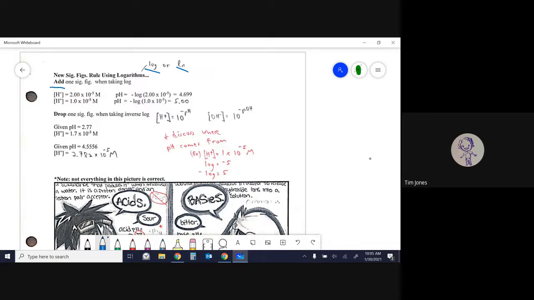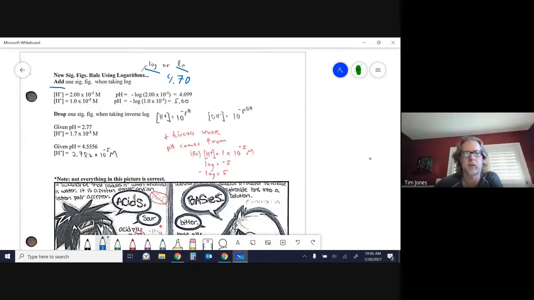So for example, if we were to calculate the pH in which a solution had a 2 times 10 to the negative 5 molarity, we would take the negative log of the hydrogen ion molarity. And normally, if you kept 3 sig figs, you would get 4.70. But I want you to add one more sig fig. So in this case, you should get 4.699.